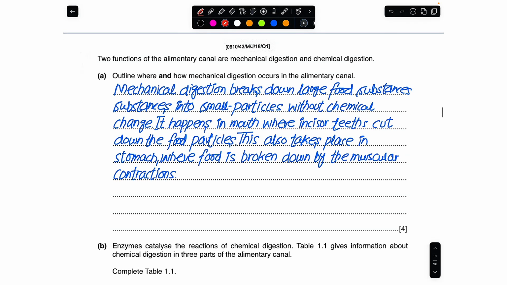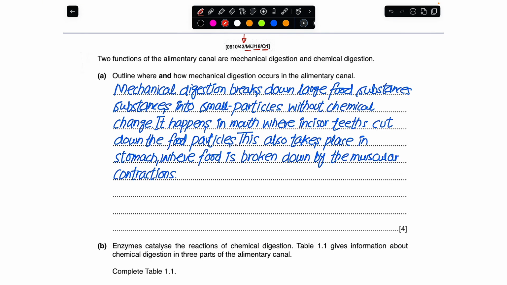Let us come to here. This appeared in the May June of 2018. The theory paper variant was 4-3, and for your exam, this was question number 1. In this question, the examiner was interested to know your evaluation or elaboration of the chemical and the physical digestion, as well as enzymes that are responsible for the breakdown of the complex food molecules into the simple ones.